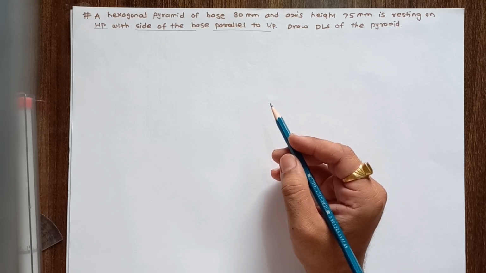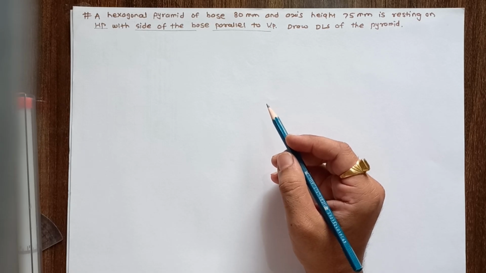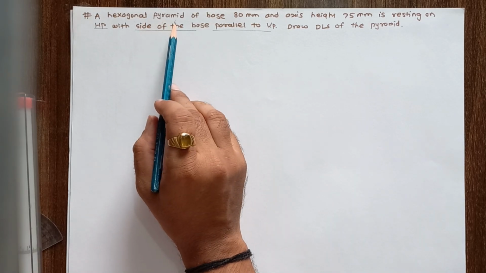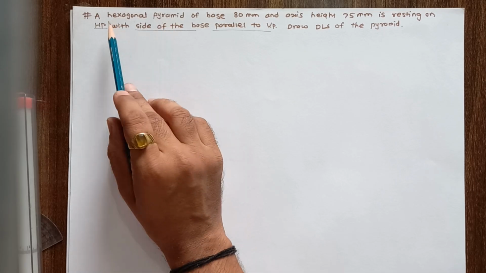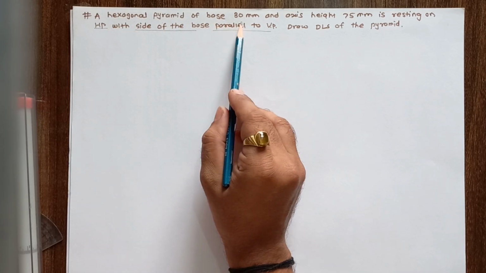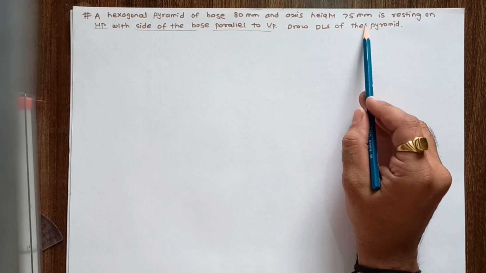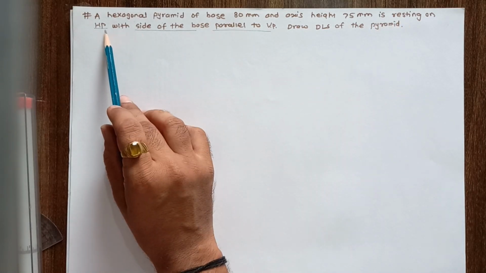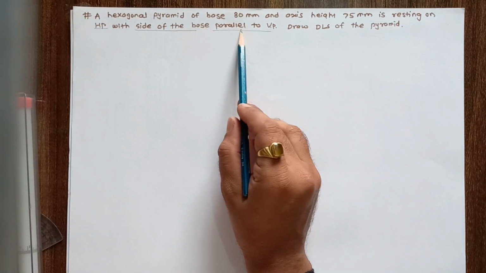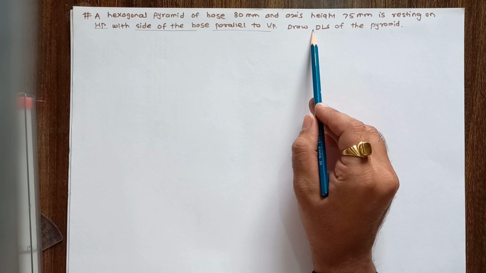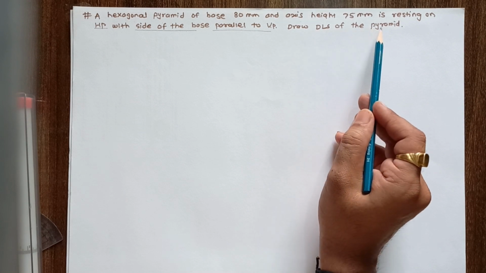Friends, in this session, we are going to solve a problem based on development of lateral surface of hexagonal pyramid. And the problem statement is, a hexagonal pyramid of base 30 mm, axis height 75 mm is resting on HP with side of base parallel to vertical plane. Draw development of lateral surface of the pyramid.